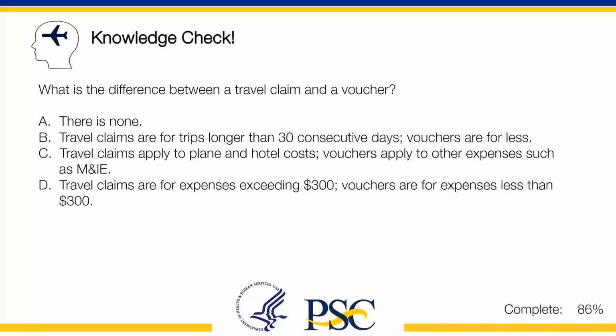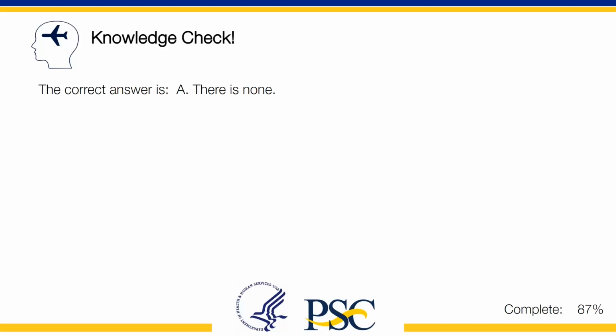What is the difference between a travel claim and a voucher? A. There is none. B. Travel claims are for trips longer than 30 consecutive days, vouchers are for less. C. Travel claims apply to plane and hotel costs, vouchers apply to other expenses such as M&IE. D. Travel claims are for expenses exceeding $300, vouchers are for expenses less than $300. Click pause, consider your response, and then resume this video to learn the correct answer. The correct answer is A. There is none.